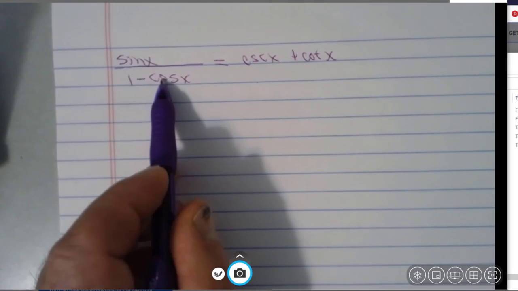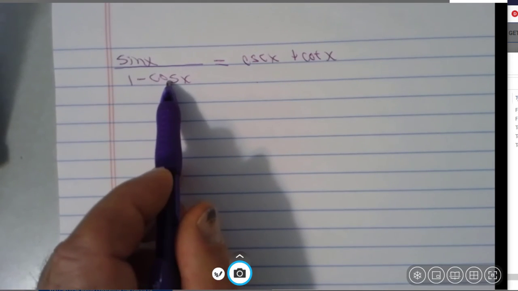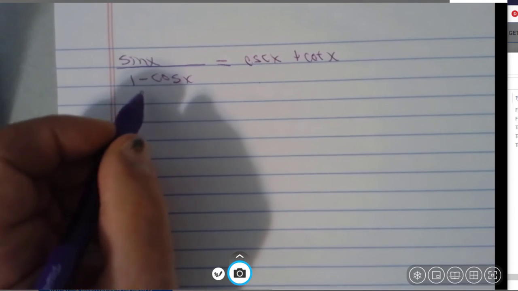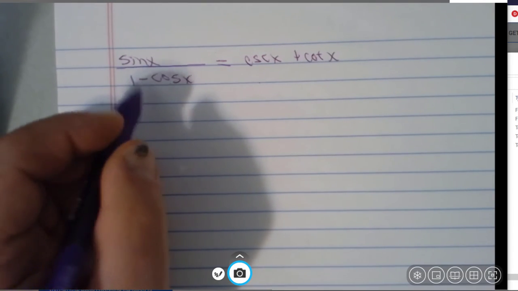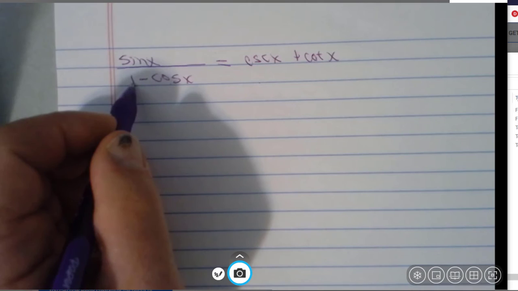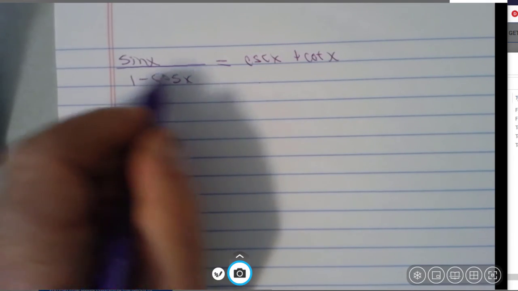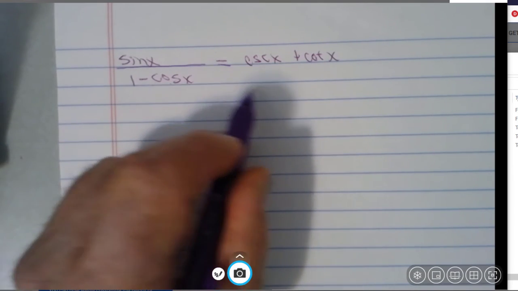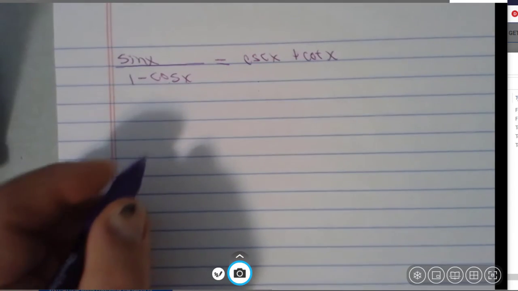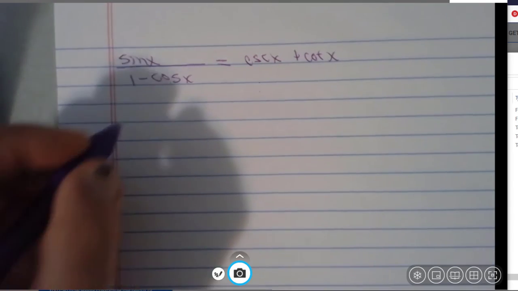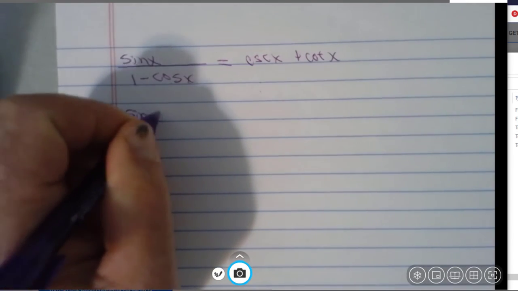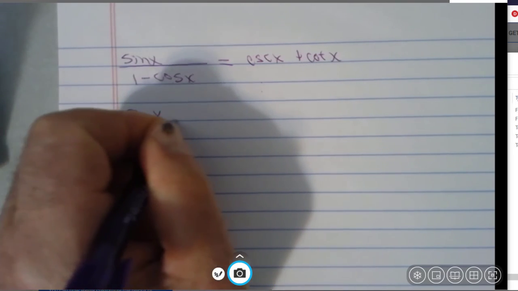If you have 1 minus cosine of x or 1 plus cosine of x, you can multiply by the other one of those factors. And it works the same for sine, too. If I had 1 minus sine of x and I wanted a single term, then I could multiply by 1 plus sine of x and get 1 minus sine squared, which is cosine squared. But that's getting ahead of ourselves. So let's just do this the way it's written.